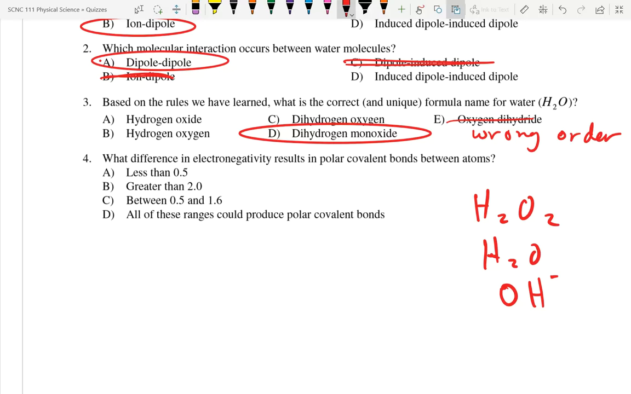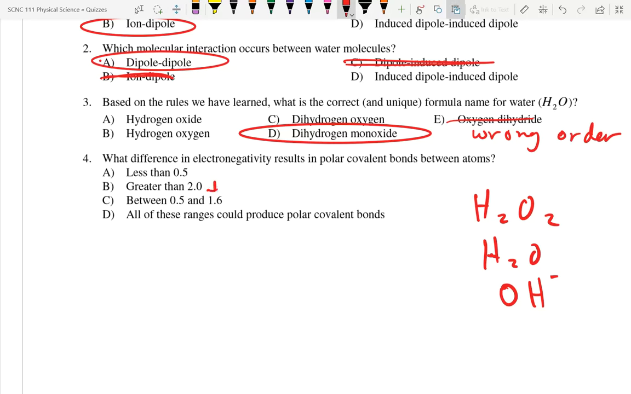I didn't give you any bad answers here. It's going to be one of those three ranges. To take it off is going to take the most difference in electronegativity. Remember, electronegativity is how much it wants the electron. So the biggest difference in electronegativities is what's going to cause it to form an ionic bond.